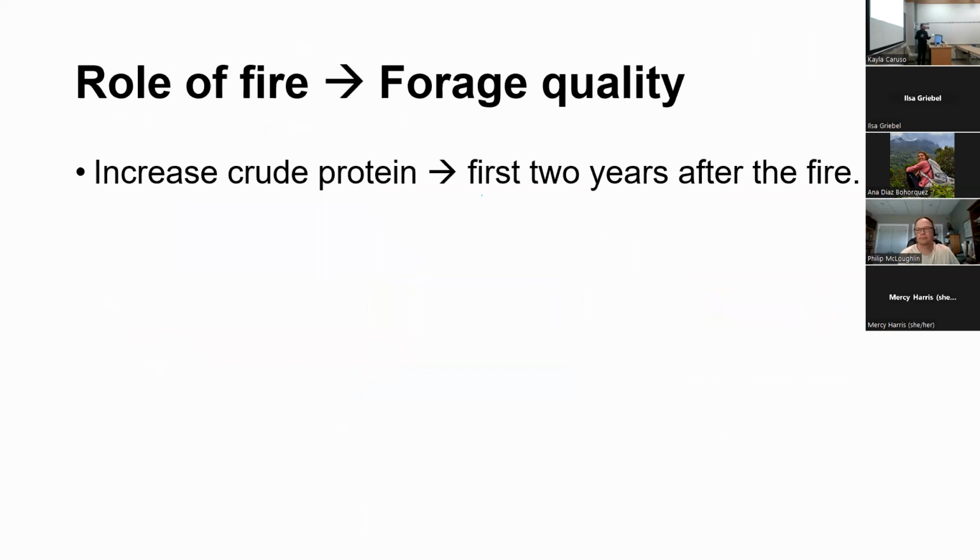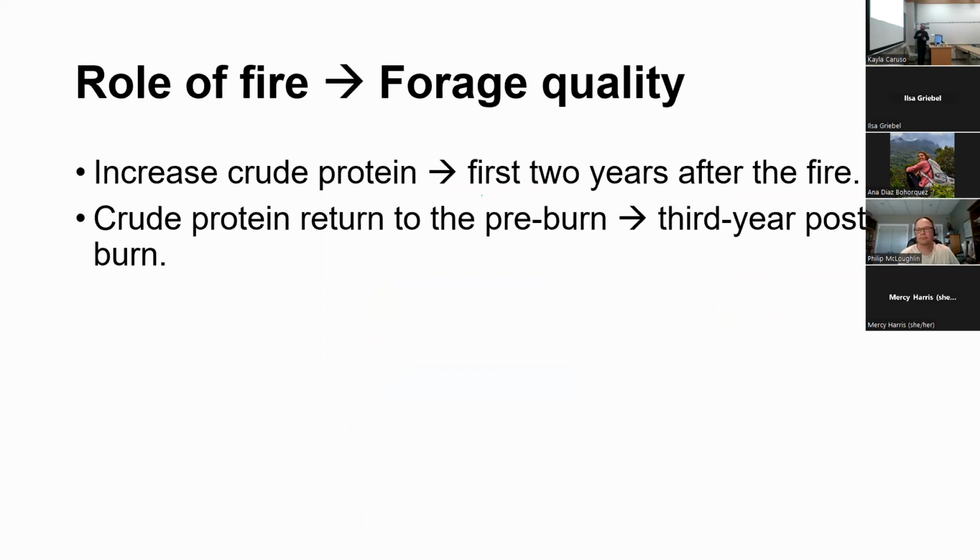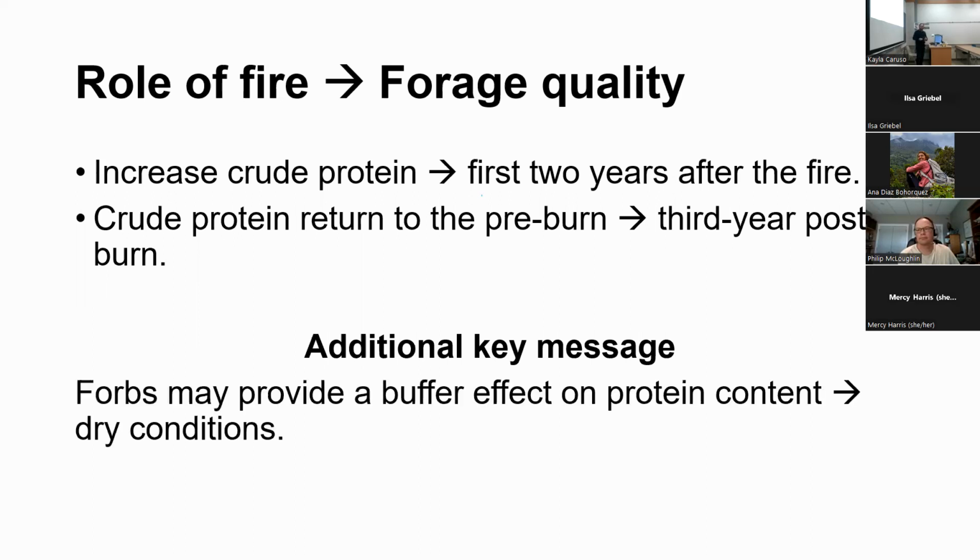Anyway, just to summarize this part, what is the role of fire in terms of forage quality? The main message here is that fire increases crude protein for the next 2 years after the fire happens. And those protein values return to the pre-fire conditions starting the 3rd year. And a key message here is that forbs may provide a buffer effect on protein content under severe environmental conditions, especially dry.